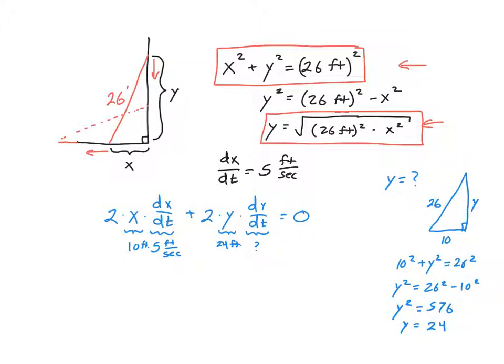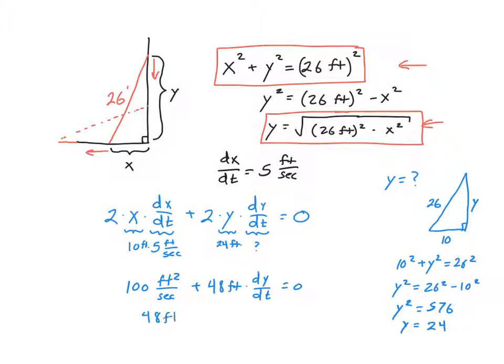So now I can put all of that into the calculator. On the first term, 2 times 10 times 5 is 100. And the units will be, I've got 2 units of feet, so feet squared over seconds, plus 2 times 24 is 48 feet times dy/dt, and that's all equal to 0. So I want to solve this for dy/dt. So I'll subtract my 100 feet squared per second from both sides.